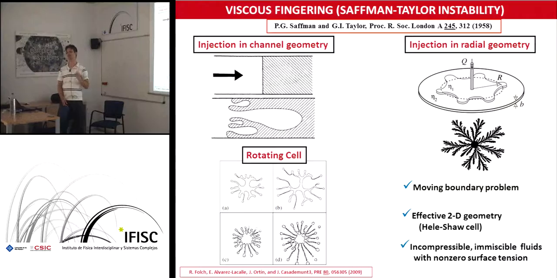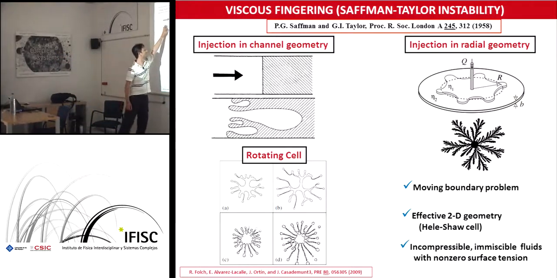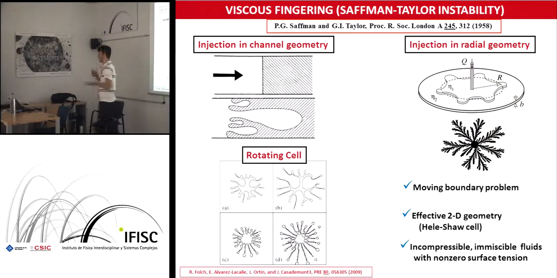If you inject the less viscous fluid into the more viscous one, for instance, oil into water, the initially flat interface between the fluids becomes unstable, and you develop several finger-like structures as one of the fluids is pushed towards the other, right? Eventually one of the fingers dominates over the others in the dynamics, and you come up with one finger that is half of the width of the cell.